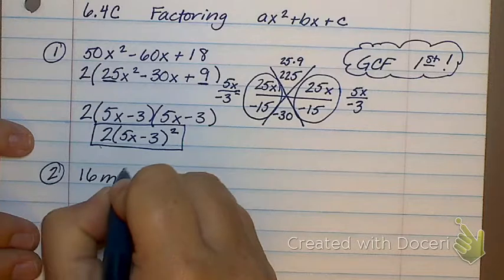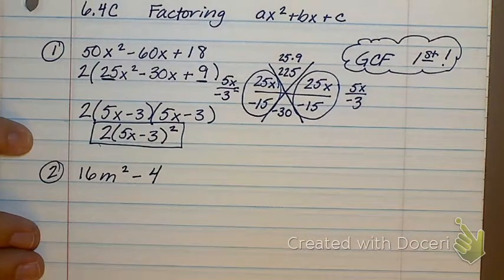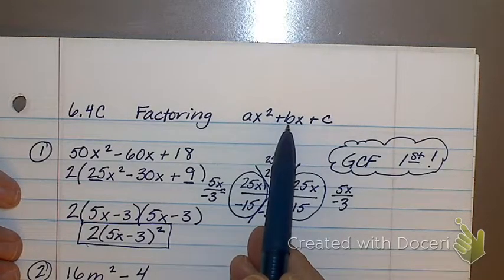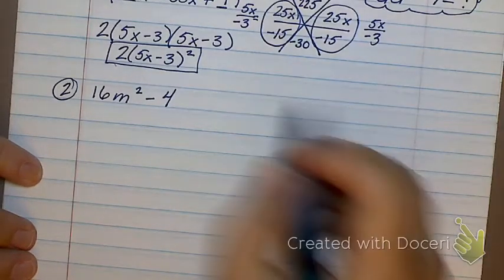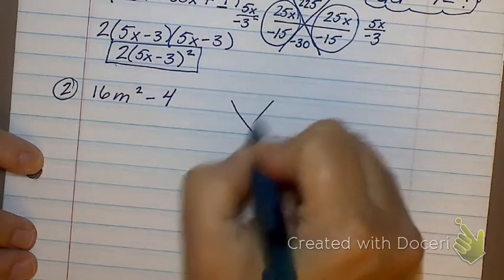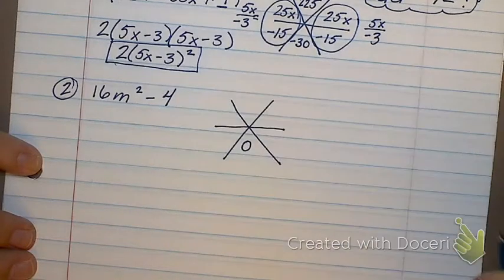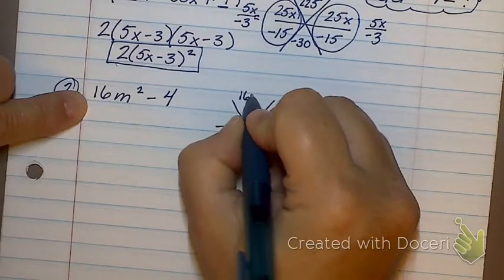16m to the second minus 4. This one only has 2 terms. What does that mean about this guy? There's no b, which means it is 0. So I can set up my snowflake if I want to. Or I could use my shortcut if you know your difference of squares shortcut. But b is going to be 0. What goes on the top? 16 times negative 4.